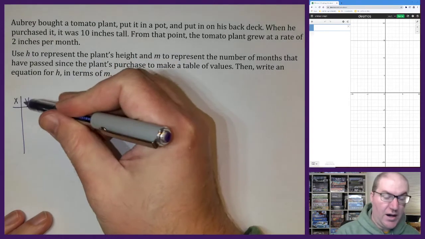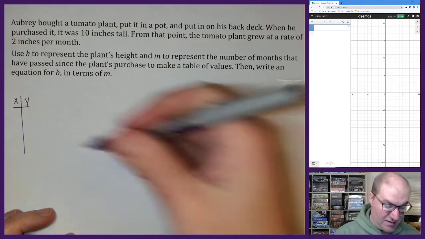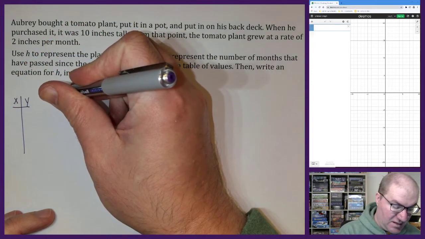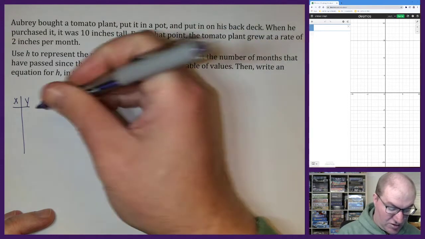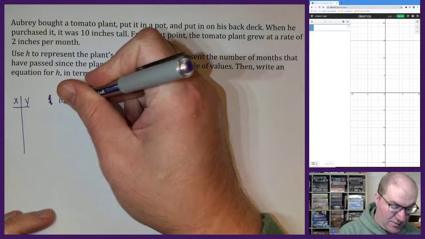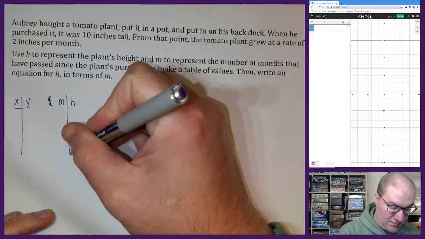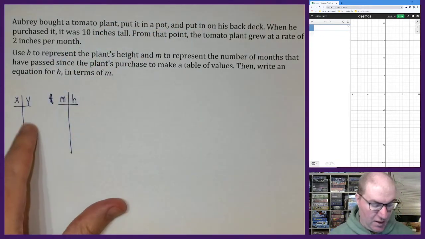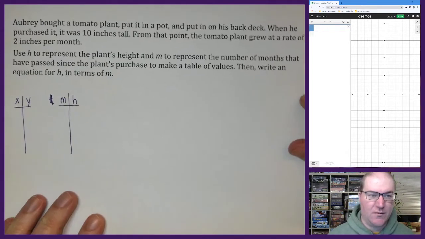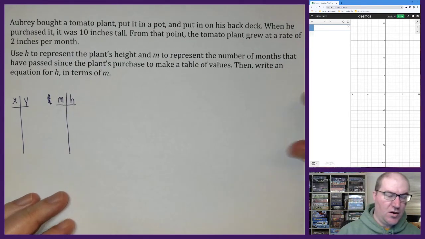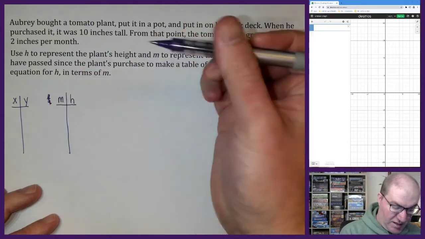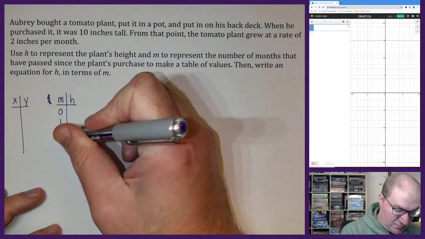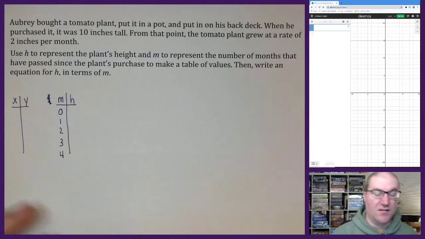So normally equations use X and Y. In this case, the equation is actually going to use M and H. So this table is an MH table, and usually we use an XY table. It's the same information. So let's just pretend that we start at 0 months, and then we just keep adding months to this information.